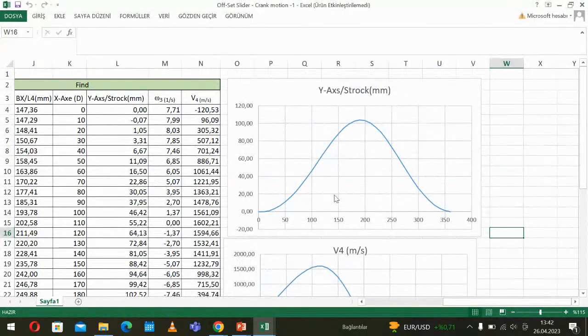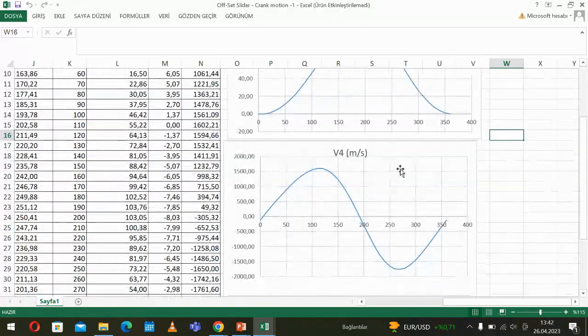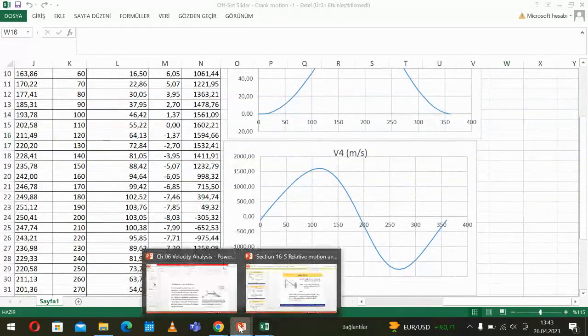This is the position changing, let's say from 0 to 360 degrees, of the slider crank mechanism. And this is the stroke length. It starts from 0, arrives at the maximum, and comes back to the initial position in one cycle. That means in 2 pi. And we check the velocity of this mechanism here.